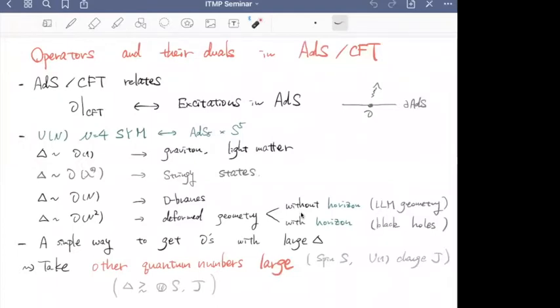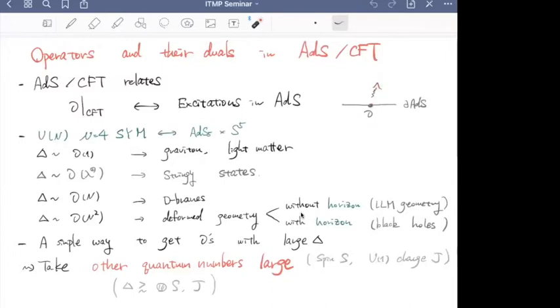As we know, the AdS/CFT correspondence relates operators living on the boundary of the AdS spacetime, which are operators of some conformal field theory, to some excitations in AdS spacetime. The schematic picture is like this. You insert the operator at the boundary of AdS, and that's going to emit some excitation.